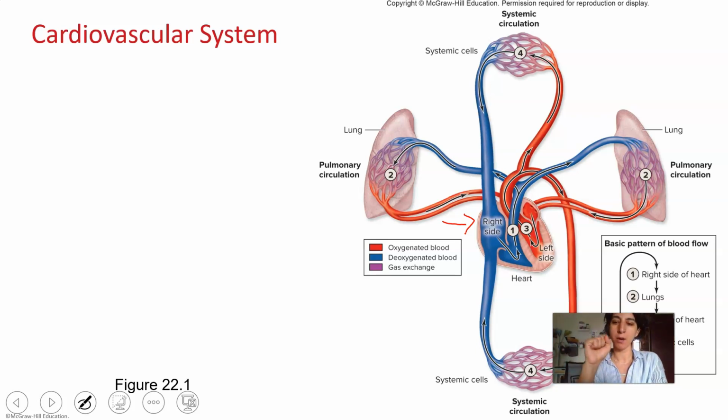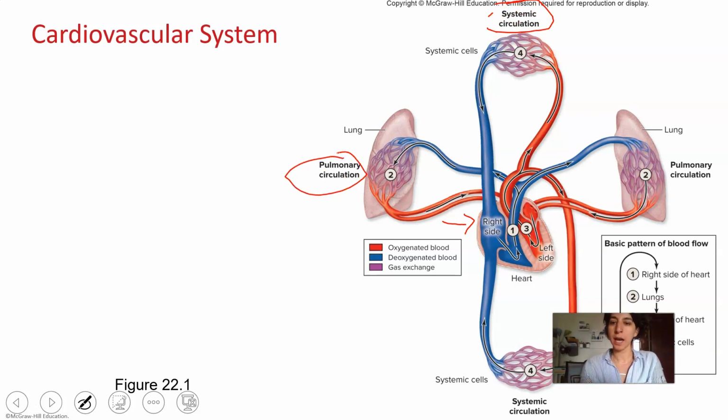So it's about the size of a closed fist, and we'll talk about the position of the heart in the thoracic cavity. Okay, so first we want to look at the cardiovascular system. We have two types of circulation. We have the systemic circulation, and we have the pulmonary circulation.